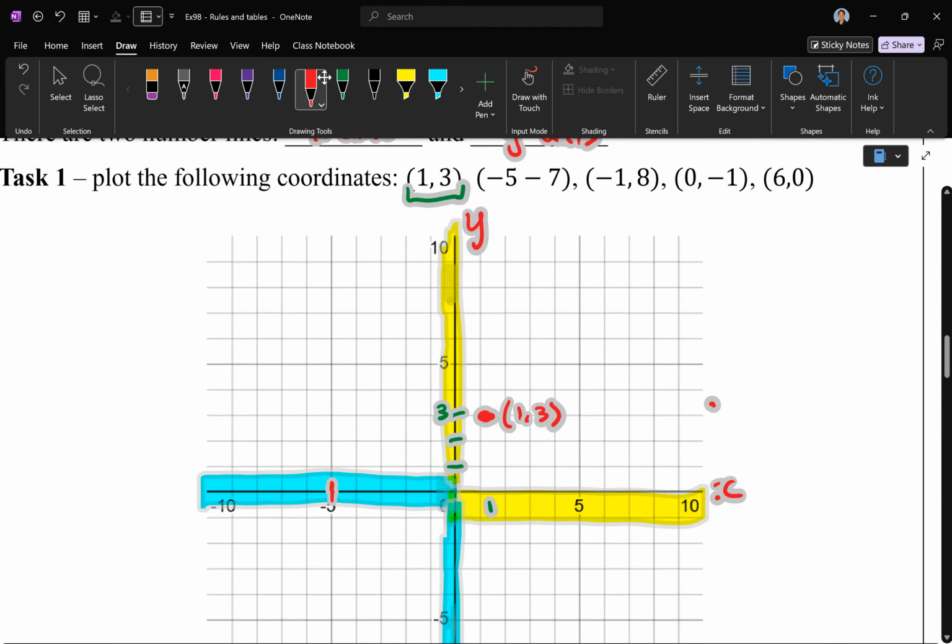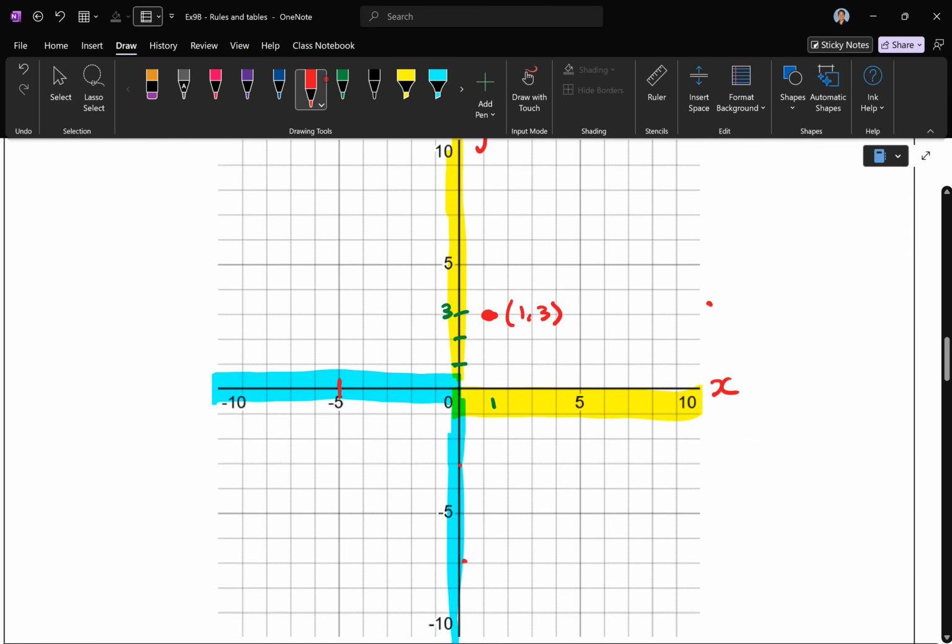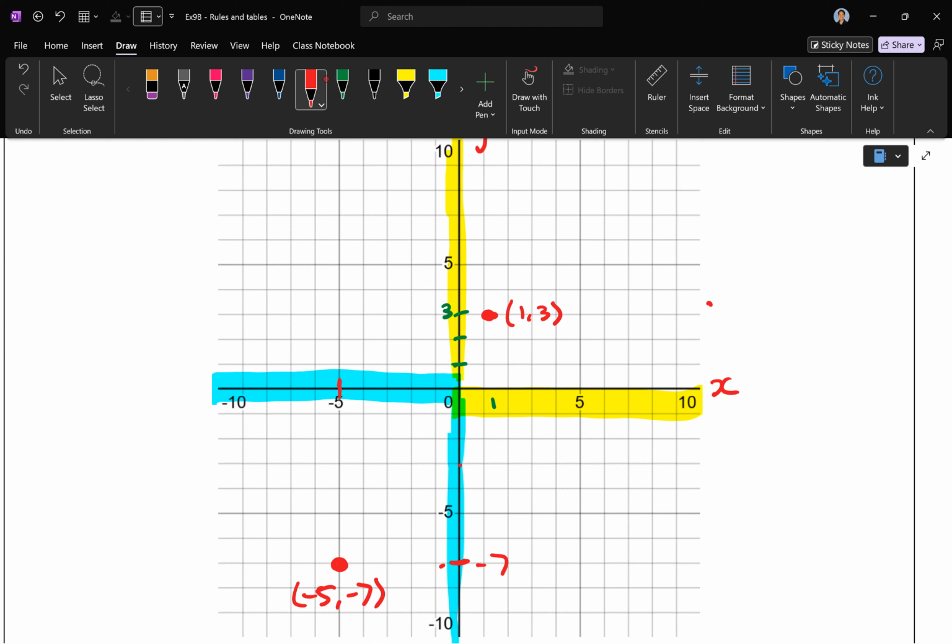Negative 7 takes me down here. So negative 7 is now further down here. Together, where do they both intersect? It intersects right at this particular point right there. So this point here would be negative 5, negative 7. Okay, so I've got negative 5 on the x, negative 7 on the y.